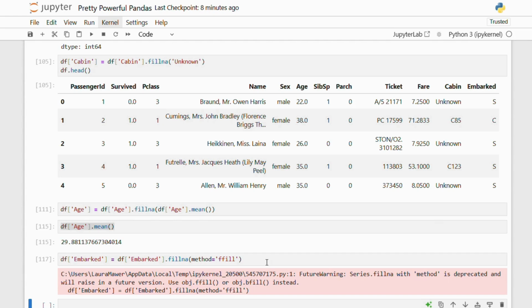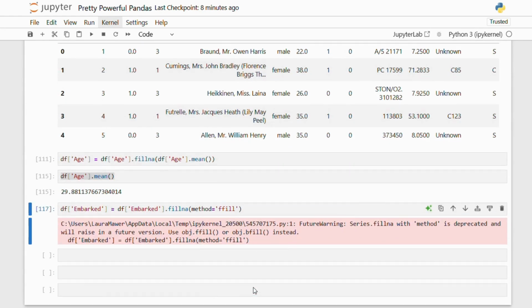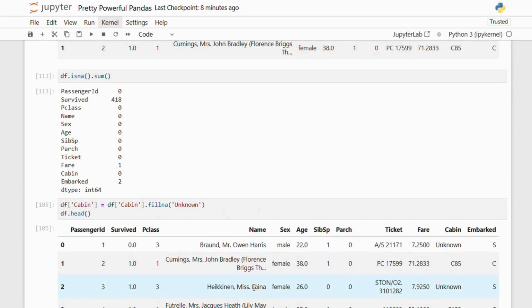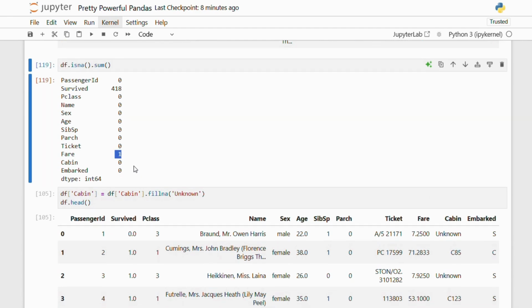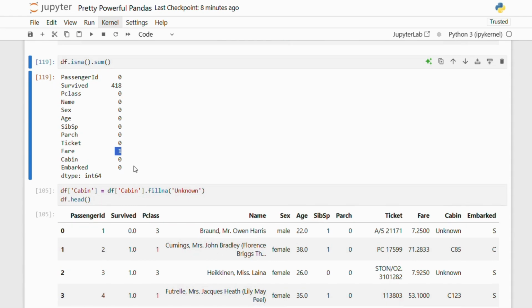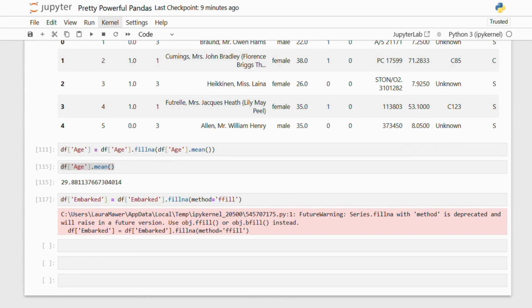What have I done there? Oh, okay, it's been deprecated. So we'll have to use something else in the future. That's fine, it's going to work today for us. And now the only thing that's left is one single missing fare. I think if we were doing any analysis, fare probably would come into our analytics. So it's quite an important one, and I don't want to make up any data for that. So for that one, I'm literally just going to drop some rows.